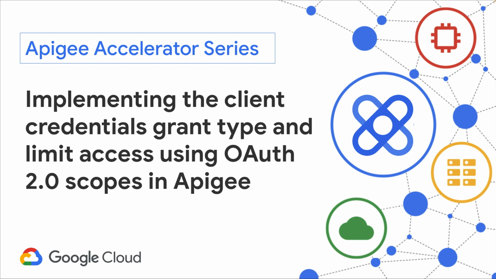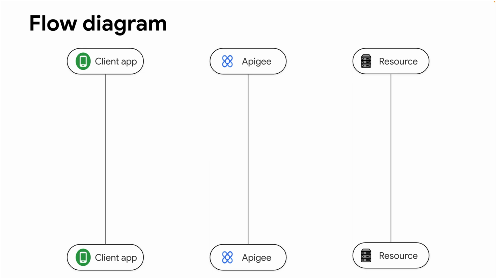This demo is an extension of another accelerated episode that covers the implementation of the client credentials grant type using Apigee's built-in OAuth policies. I would highly recommend viewing and trying that out first. Building on top of that sample, we'll be demonstrating how to limit the access of the token generated using OAuth 2.0 scopes. OAuth 2.0 scopes provide a way to limit the amount of access that is granted to an access token. Now let's walk through the flow.